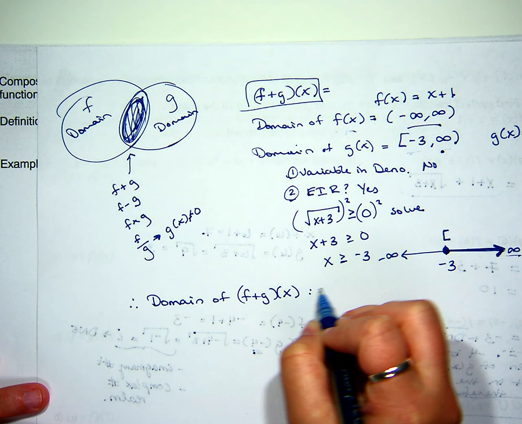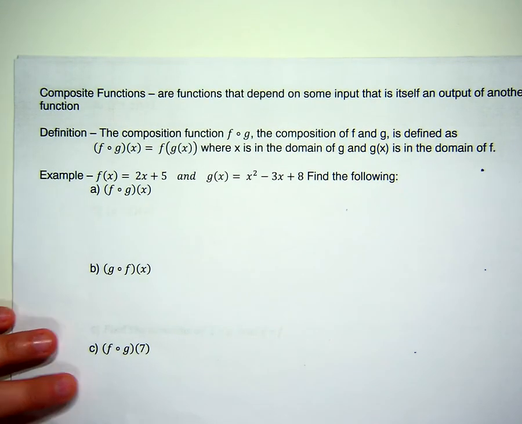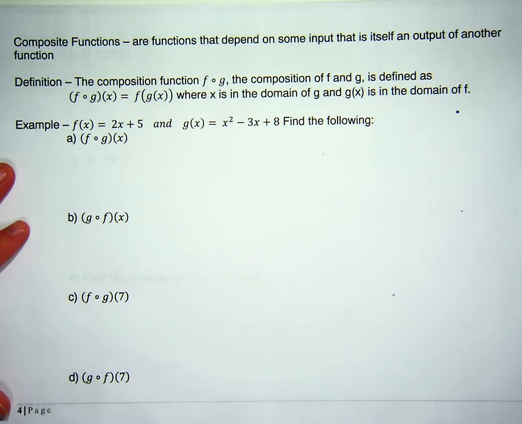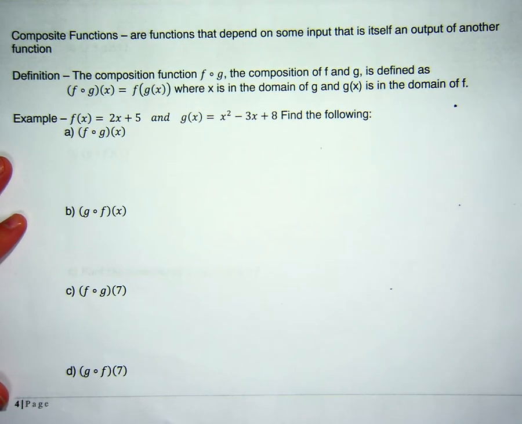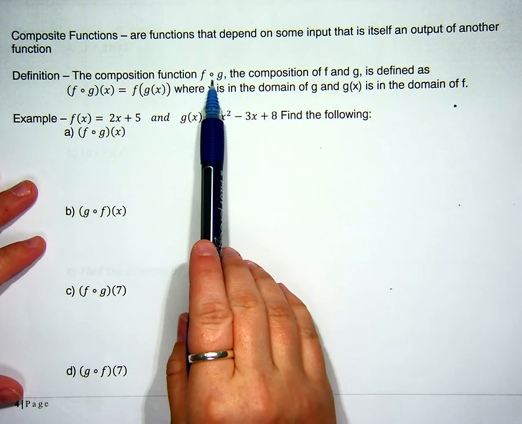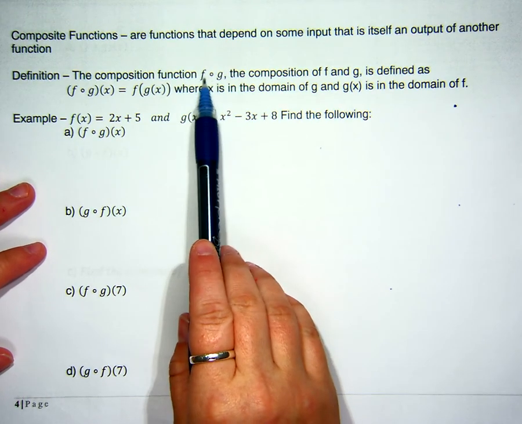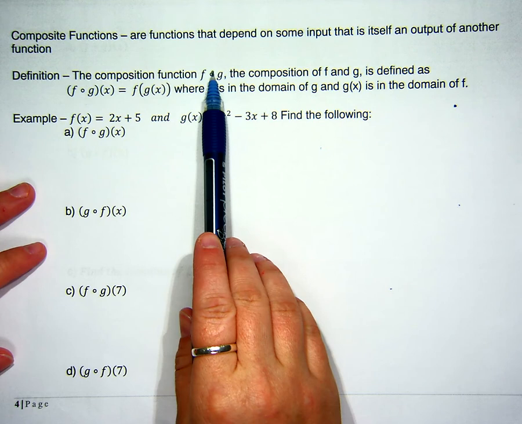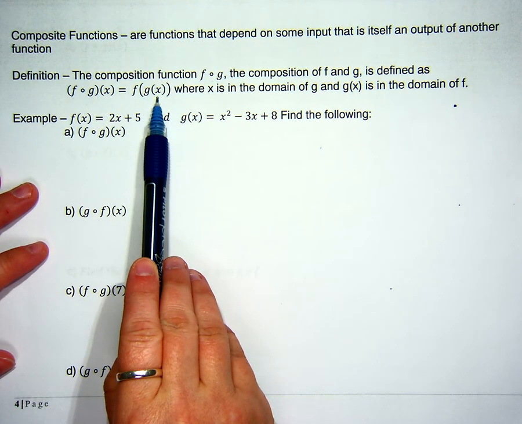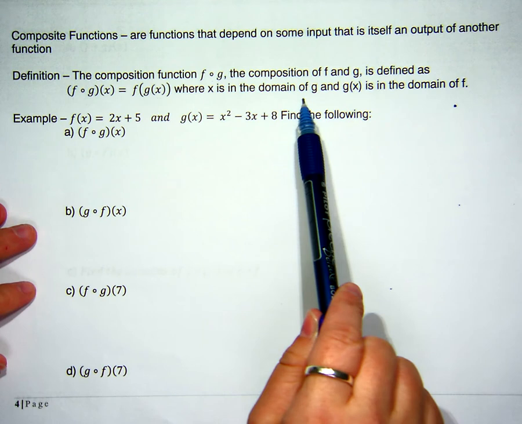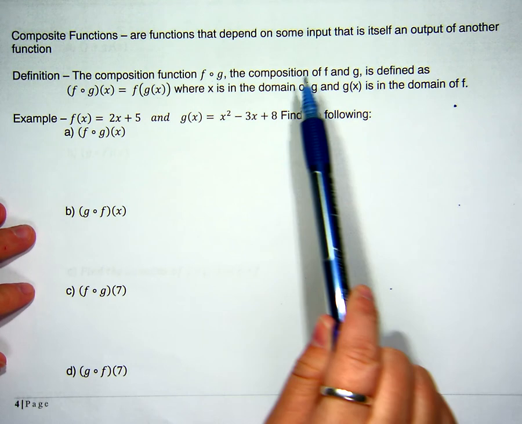Okay? Let's look at some more examples. We'll look at composite functions. Composite functions are functions that depend on some input in and of itself that is an output of another function. To write this, and keep in mind, this is f composed of g. That's how we say that, f composed of g. The way we can rewrite this to understand this a little better is f of g of x, where x is in the domain of g, and g of x is in the domain of f.